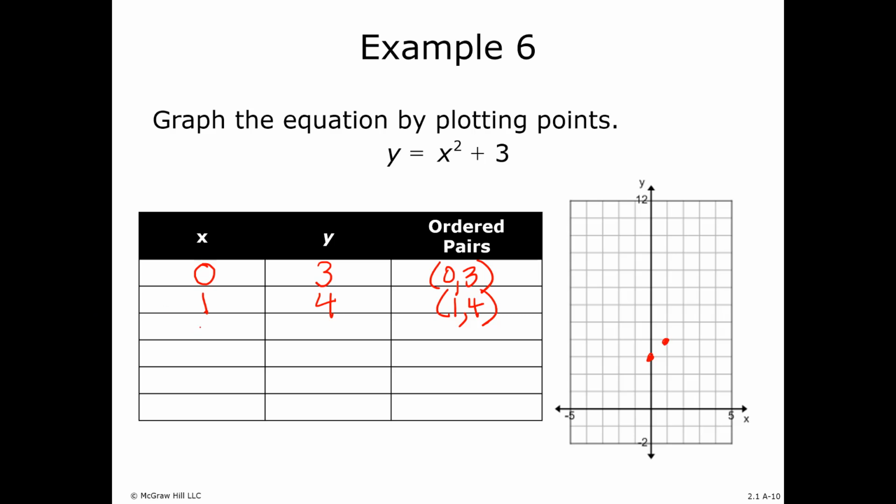And then you could try 2. 2 squared is 4 plus 3 is 7. So 2, 7. So you can already see that this is not a line because those points don't line up.